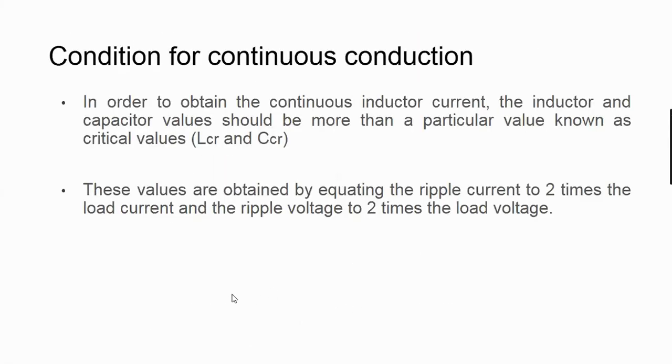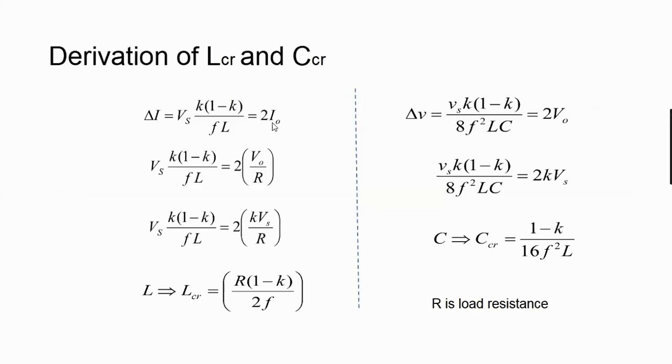Now, the condition for continuous conduction. Continuous conduction will happen if the values of L and C are more than a particular value, known as the critical value of inductor and capacitor, which are denoted by LCR and CCR. These critical values of L and C can be found by equating the ripple current to 2 times the load current and the ripple voltage to 2 times the load voltage. So the derivations of LCR and CCR are given here.